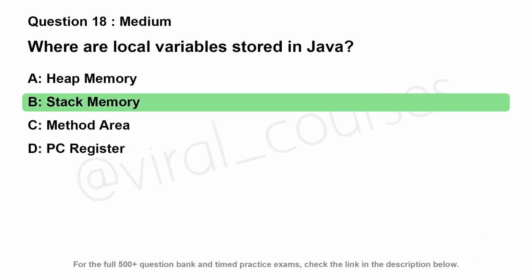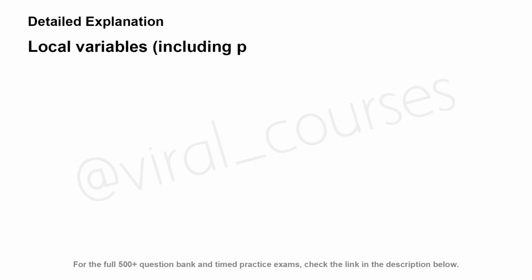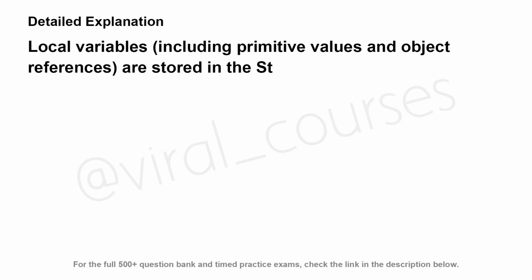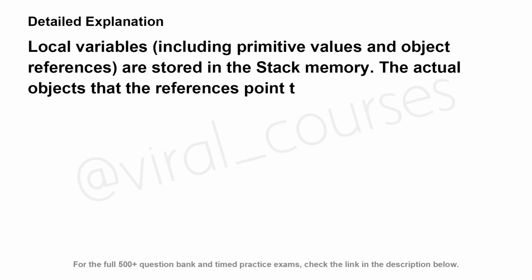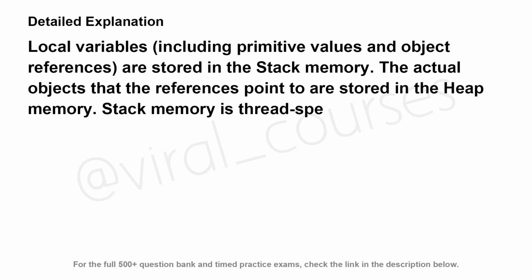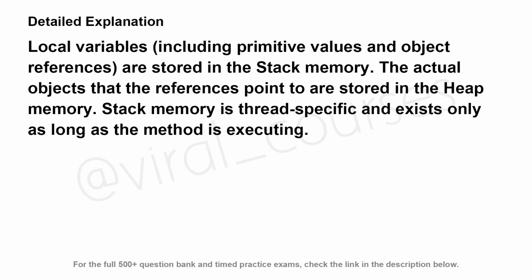The correct answer is B. Local variables, including primitive values and object references, are stored in the stack memory. The actual objects that the references point to are stored in the heap memory. Stack memory is thread-specific and exists only as long as the method is executing.